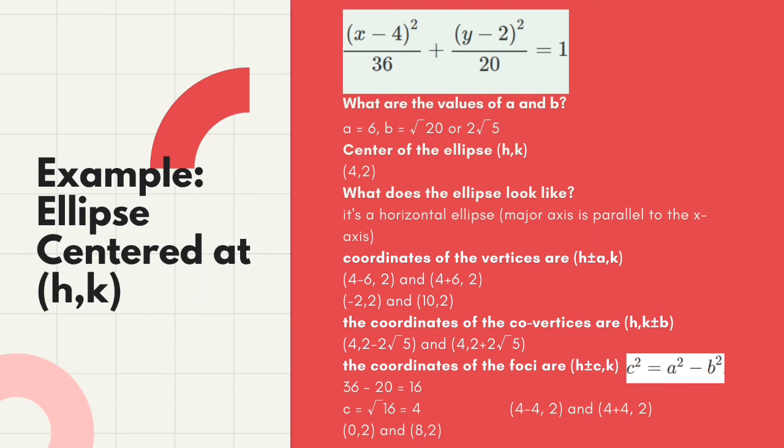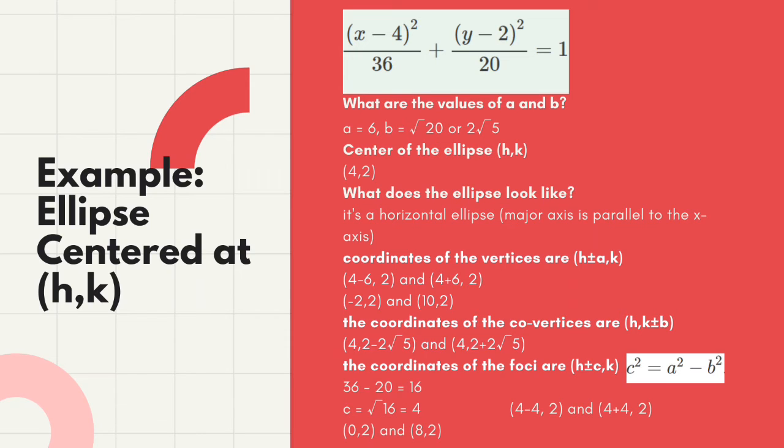Since the major axis is parallel to the x-axis, this equation is a horizontal ellipse. The coordinates of the vertices are h plus minus a, k, which are negative 2, 2, and 10, 2. Next, the coordinates of the co-vertices are h, k plus minus b, which are 4, 2 minus 2 square root of 5, and 4, 2 plus 2 square root of 5.